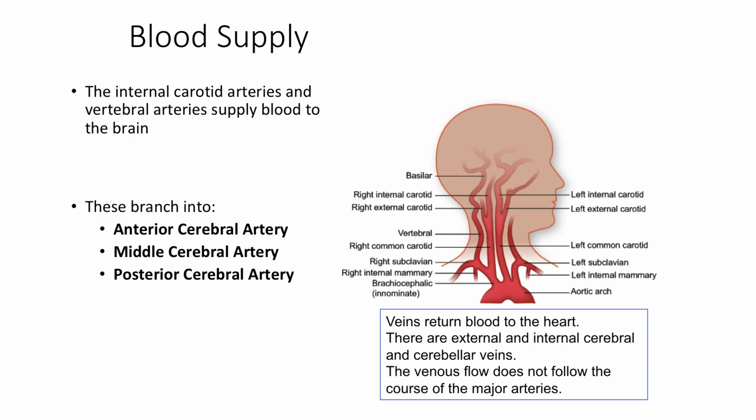Whenever the blood has been brought to the brain, the veins return blood back to the heart. So there are external and internal cerebral and cerebellar veins. However, the venous blood flow does not follow the exact same course of the major arteries.